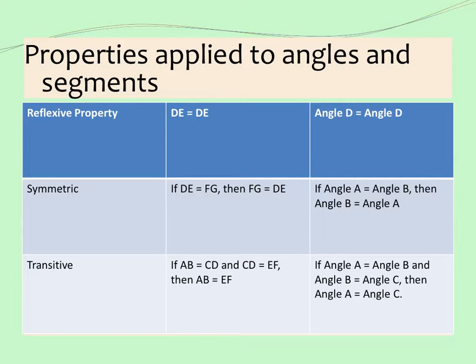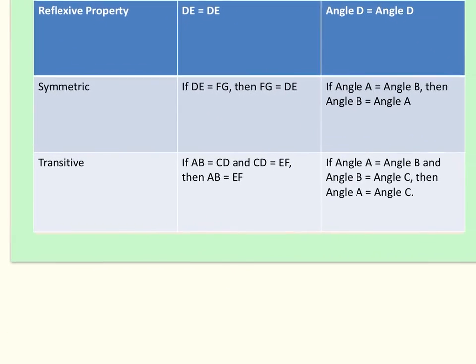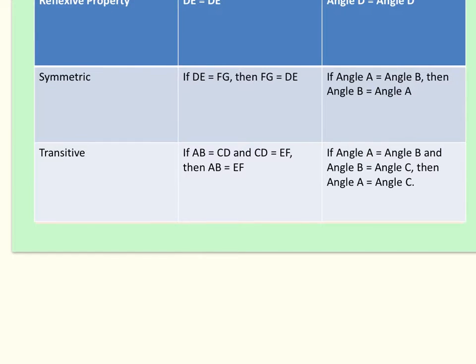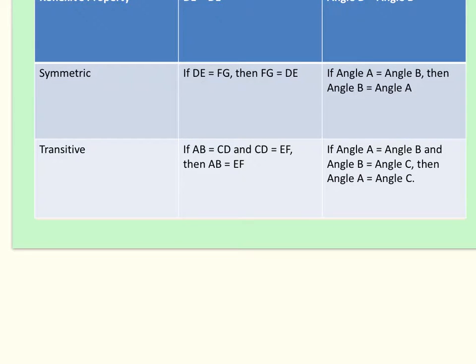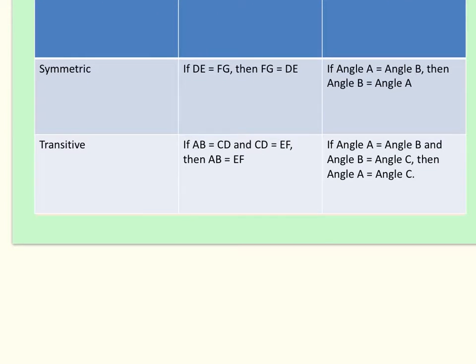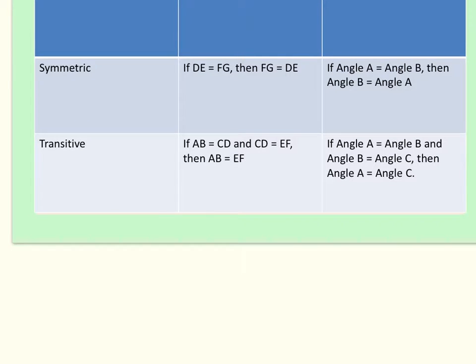Symmetric, remember that if I fold it along the equals, it overlaps. So symmetric is the switch of the order. If DE equals FG, then FG equals DE. And with angles, if angle A equals angle B, then angle B equals angle A. And then transitive. So transitive is going to bring in a third object, either a third segment or a third angle. If AB equals CD and CD equals EF, then AB equals EF.